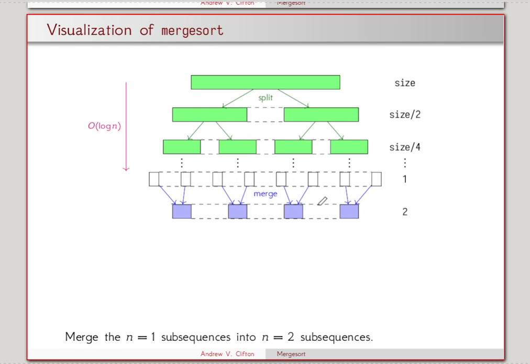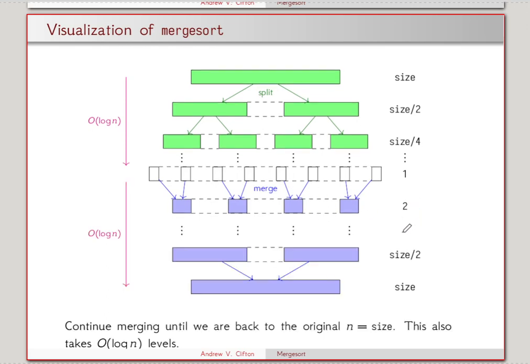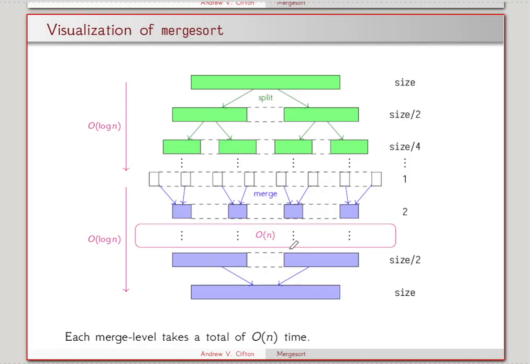So I pair things off and I merge them up to get things of size 2. And then I get size 4, and then eventually I rebuild everything back up to the original size. That takes me another log of n steps to get up there. So my total height over the whole thing is 2 times log of n, but in big O terms, that's still log of n.